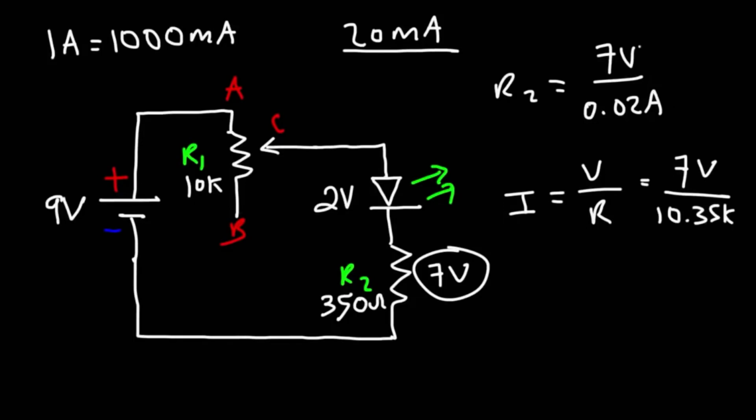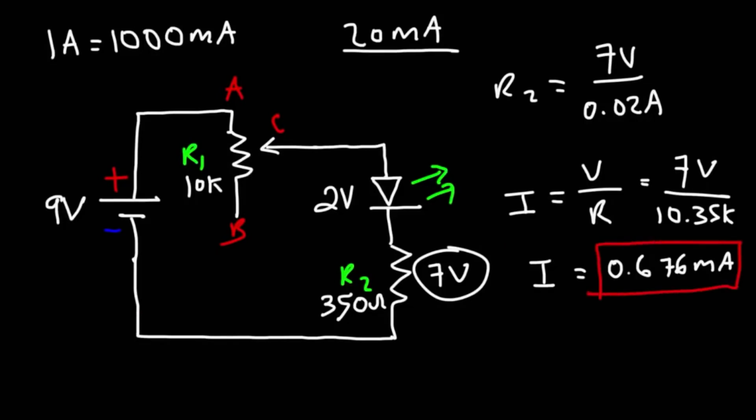Now remember, if you divide volts by amps, you get the resistance in ohms. If you divide volts by kilo ohms, you're going to get the current in milliamps. 7 divided by 10.35 kilo ohms is going to give us a current of 0.676 milliamps. So with this potentiometer, the current in the circuit can vary between 0.68 milliamps and 20 milliamps.